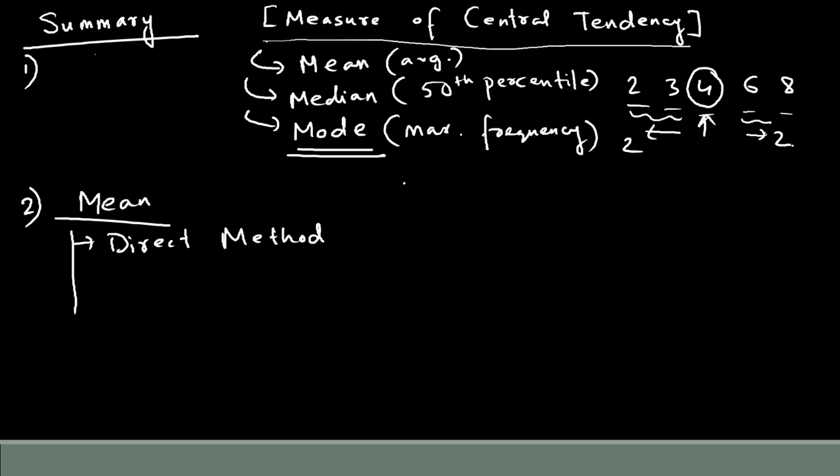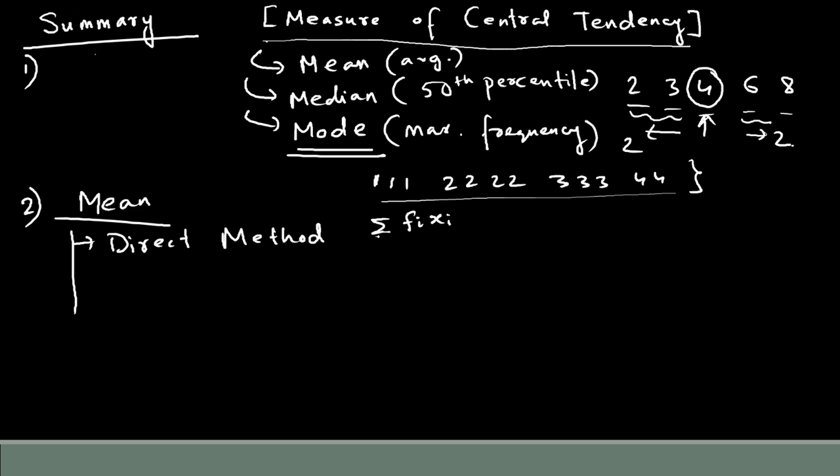Direct method is like, let's say you have 1 1 1 2 2 2 2 3 3 3 4 4. You have these numbers, and you need to find the average of these numbers. So the direct method is simple: you have to sum all these numbers and divide by the total count, the frequency basically. But it is more refined, and is written as summation of fi xi divided by summation of fi. Okay. So f is the frequency and xi is the number.